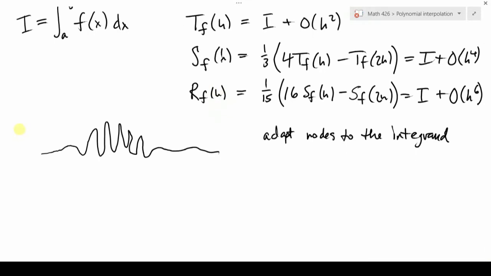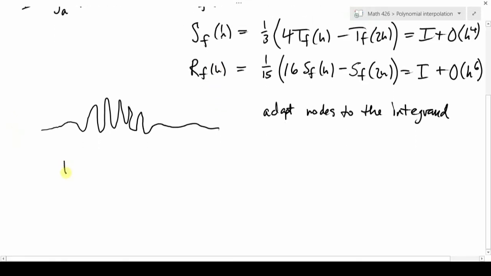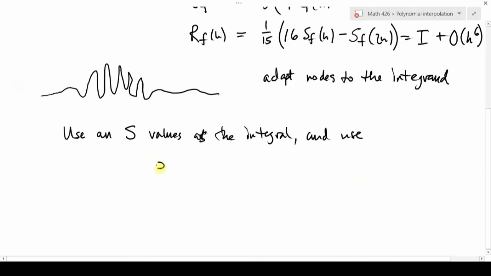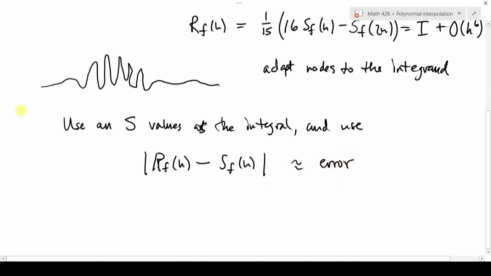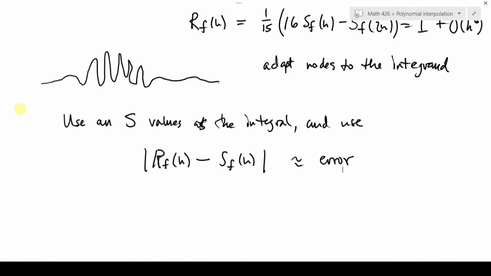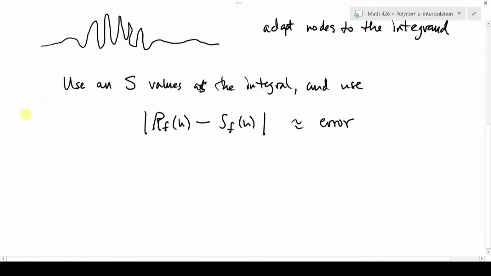So what we'll do is we want to use an S value as the integral, and then use R minus S to estimate the error. Okay? So R should be a better estimate than S itself, so it should give us a good idea of how accurate S is.